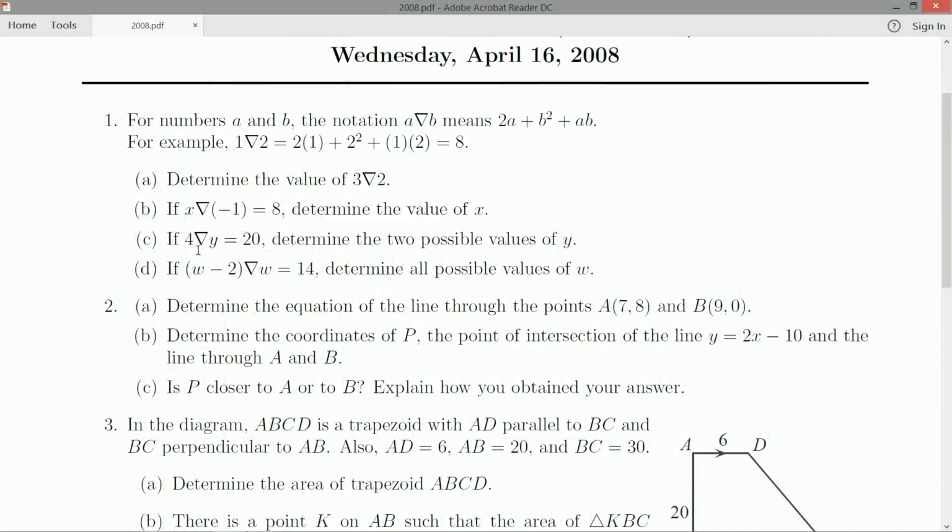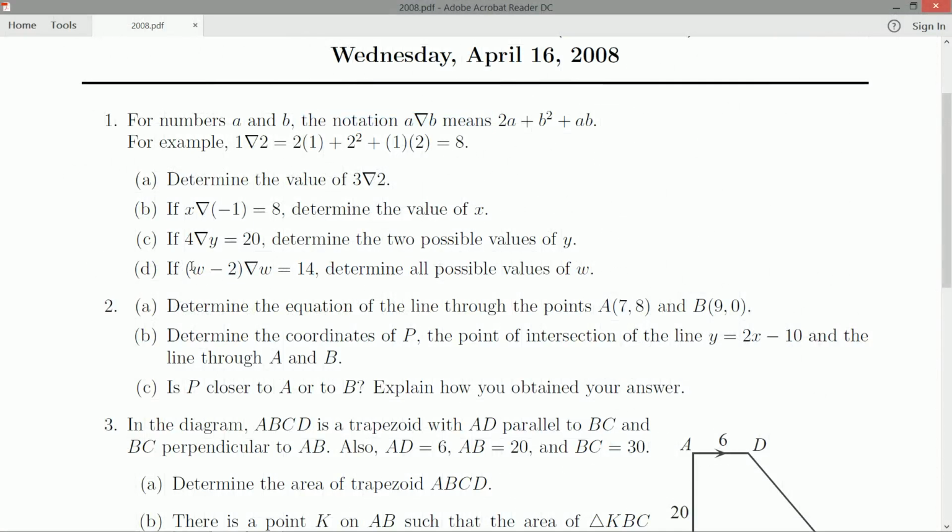So nothing too stressful so far. It is still question 1. But they introduced a brand new concept, and I'd say we're dealing with it gradually. The questions are getting a little harder with it. So let's see what they've got for part D. If W minus 2 triangle W is equal to 14, determine all possible values of W.